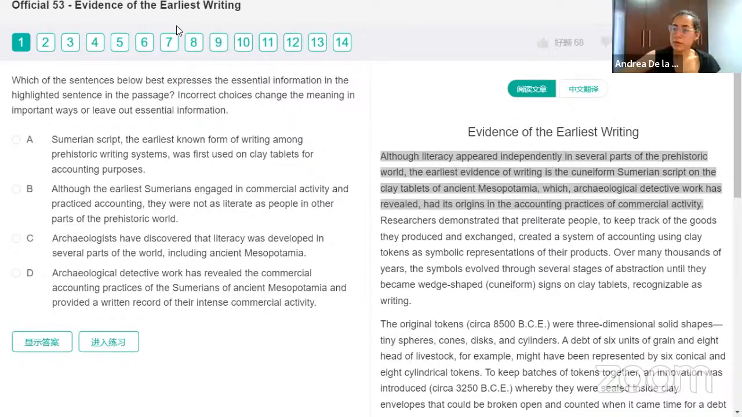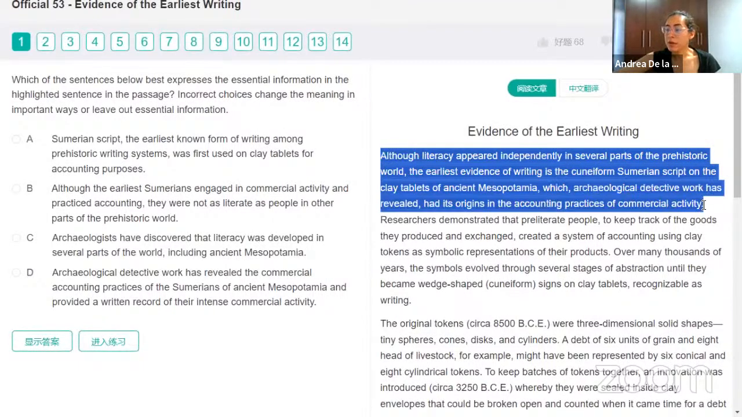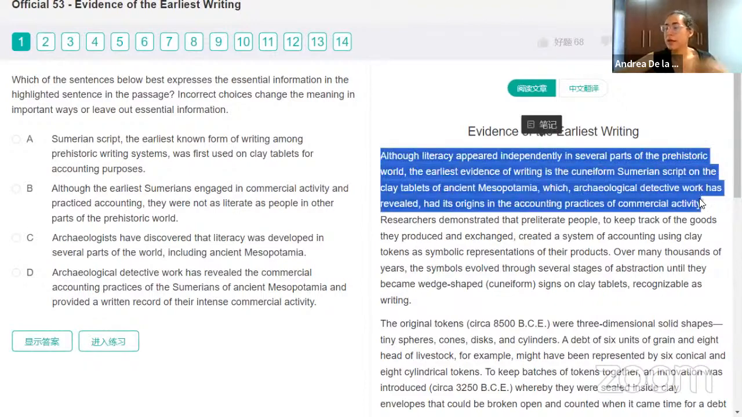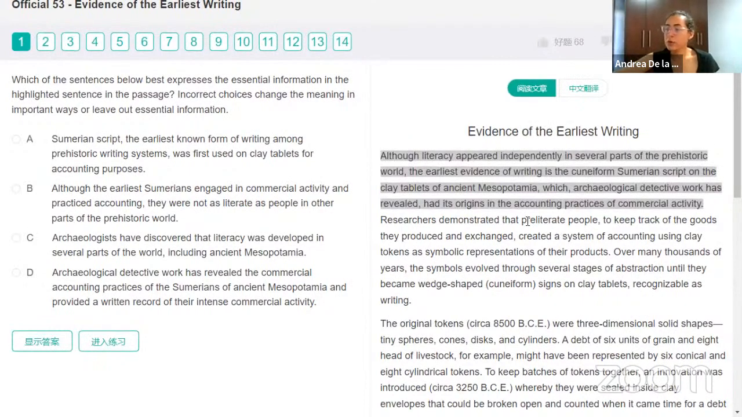Okay, summary and script. The oldest known was first used on clay tablets for accounting purposes. All right, remember that for this question type, summary, paraphrase, what we said you have to do with the original sentence is eliminate all details and all extra information and focus on the main subject, the main verb.